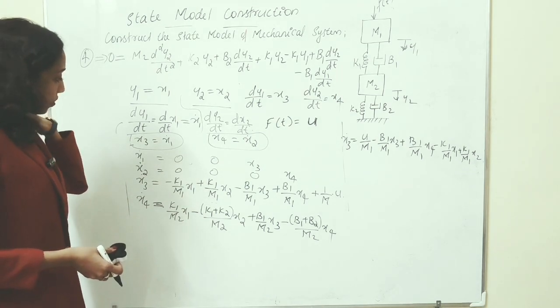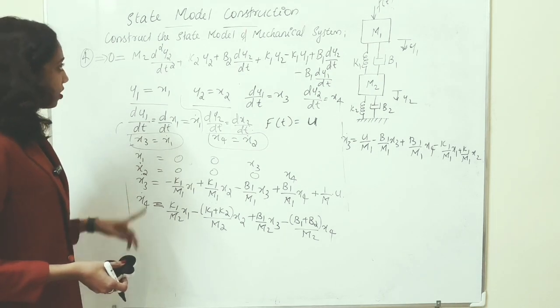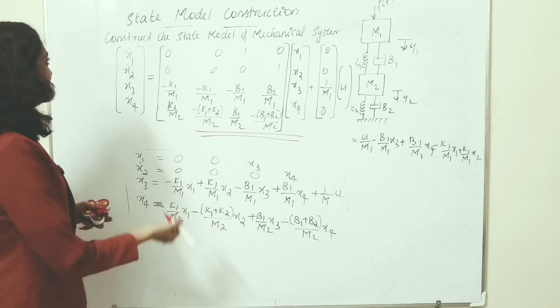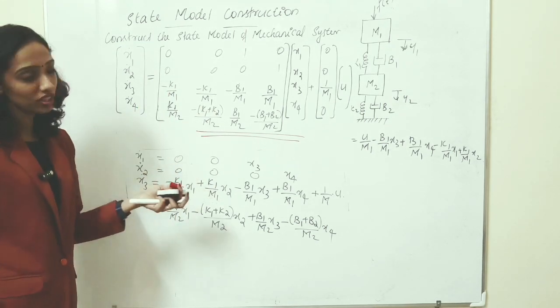If you want, you can rearrange it in the form of a matrix, that means x1 dot, x2 dot, x3 dot, x4 dot. I'll write that. That's the answer: the state equation or the state model we constructed.